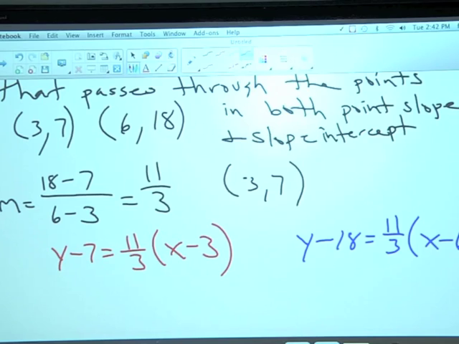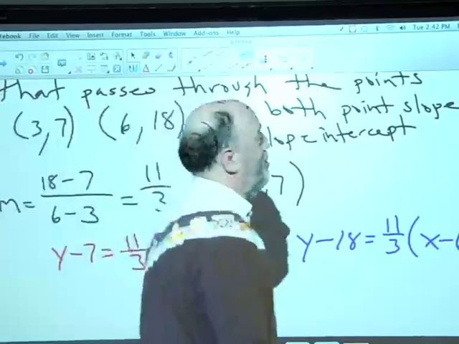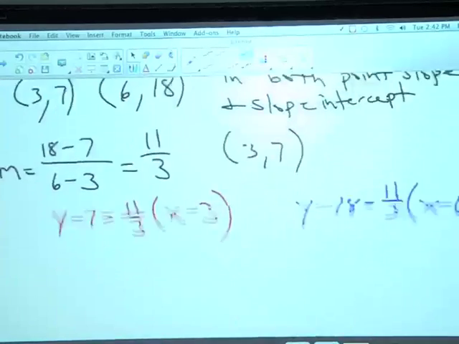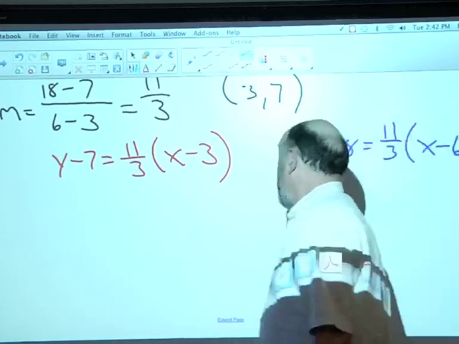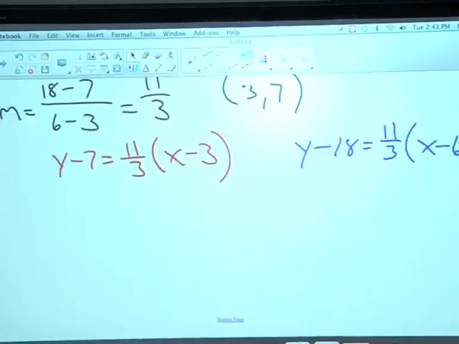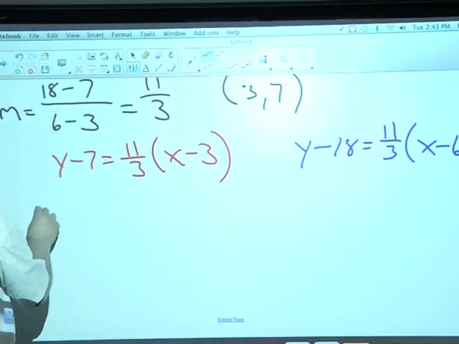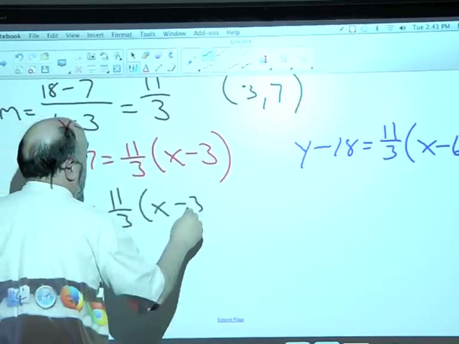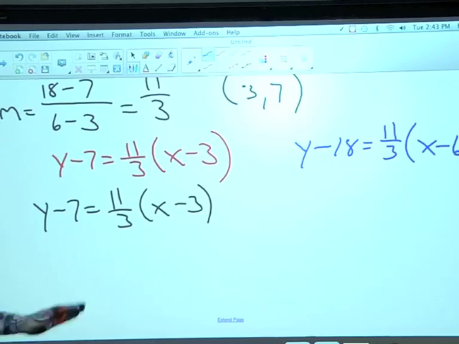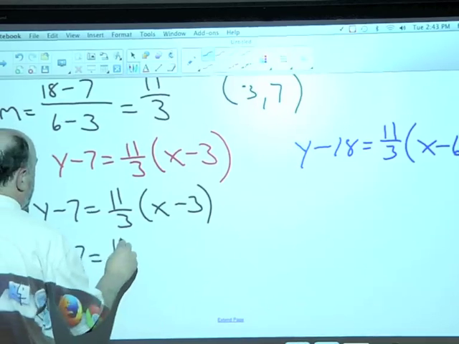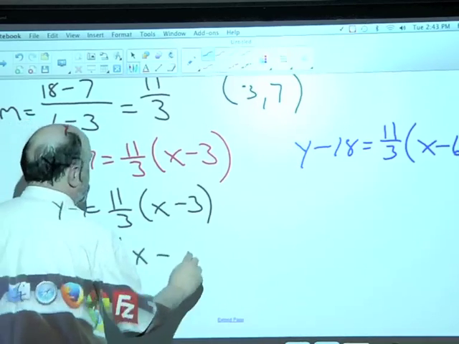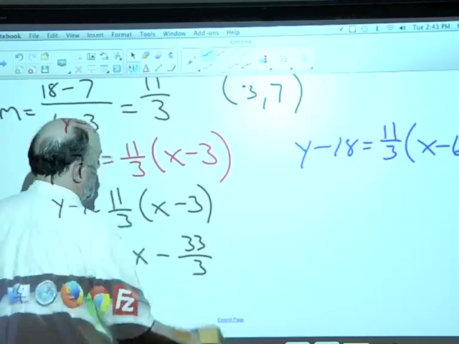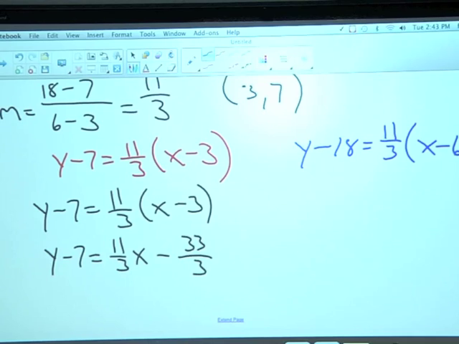Next step, rearranging. Solve for y. So now you get the algebra skills, and being able to deal with fractions. Right? So if I take this and solve it for y, let's rewrite it just so we can start with a new one. First thing I want to do is take care of my distributive property. So y minus 7 equals 11/3 x minus 33/3.